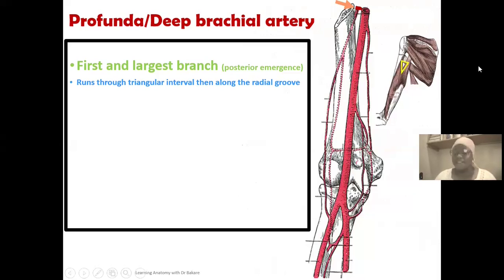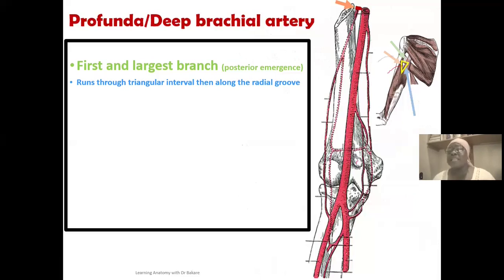This triangular interval is formed medially by the long head of the triceps brachii, while on the superior part here, it is bounded by the teres major muscle. On the lateral side, it is bounded by the lateral head of the triceps brachii. While in some texts, the lateral border is stated to be bounded by the upper region of the shaft of the humerus. So if you look at this arrangement, you see that it creates a triangular pattern of allowance. And it is through this allowance that the profunda or the deep brachial artery will access the posterior region of the arm. It is not seen to pass through the triangular interval alone.